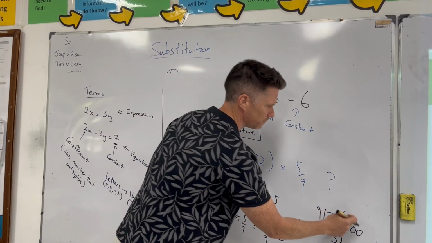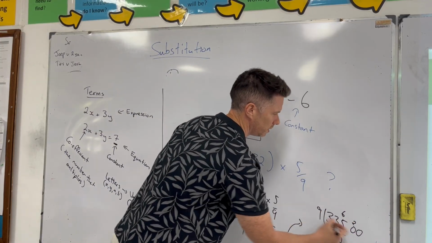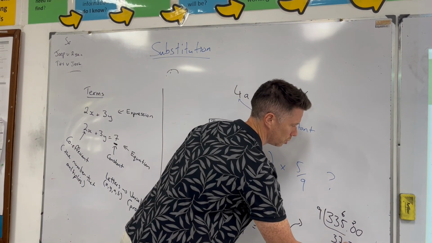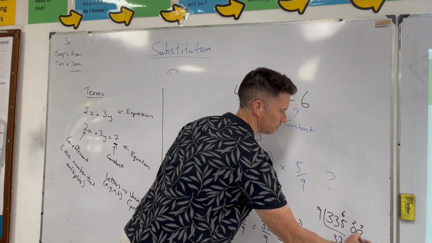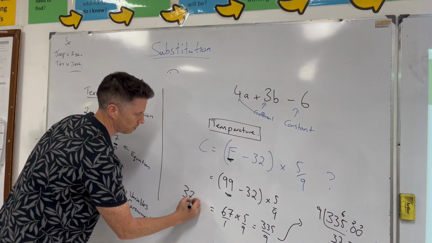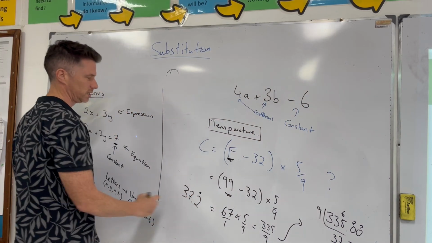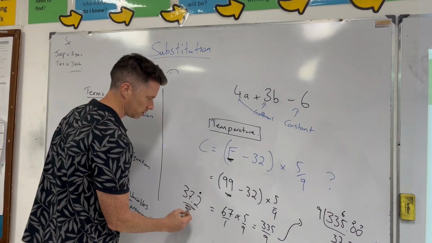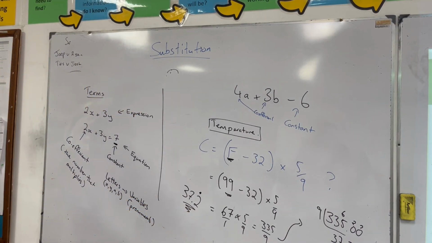What's my remainder from 65? 2. 9 fits into that? 2. And it's going to be 2. Repeated decimal. We can put a little dot. 37.2 recurring degrees Celsius. So 99 degrees Fahrenheit is 37.2 degrees Celsius. That's interesting. Maybe it's not.